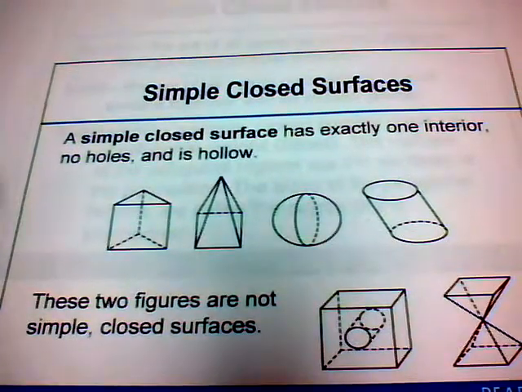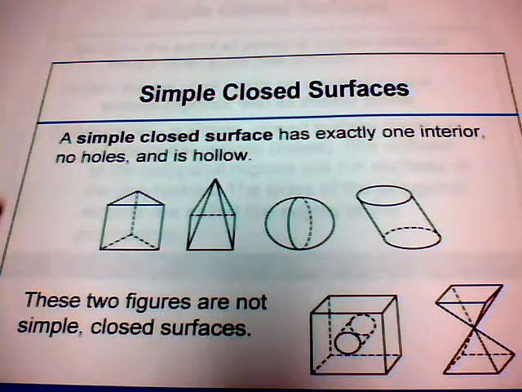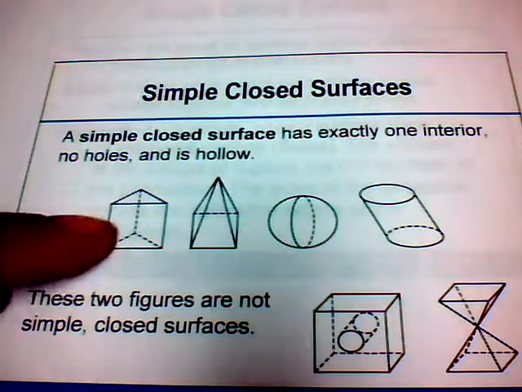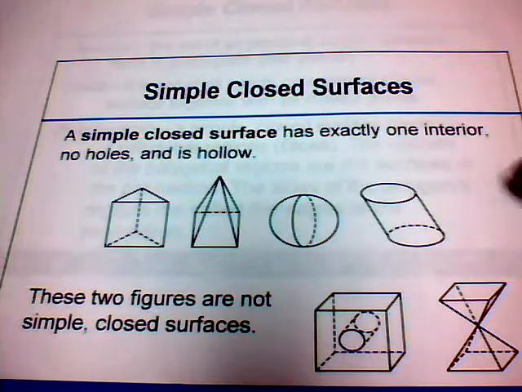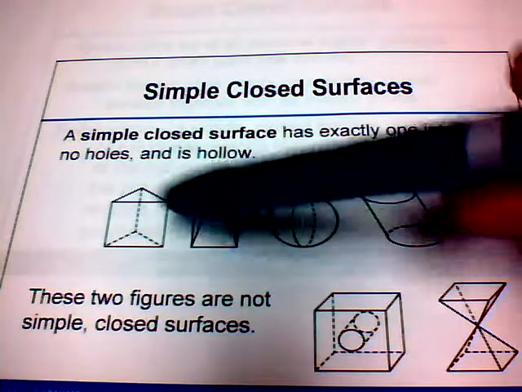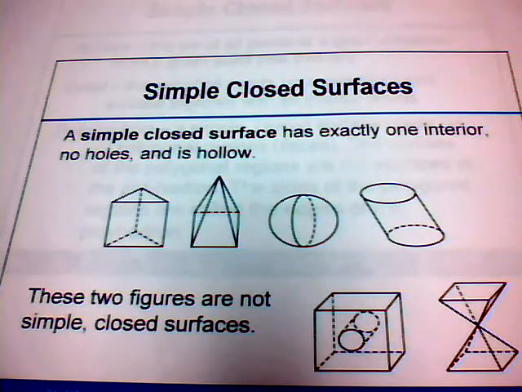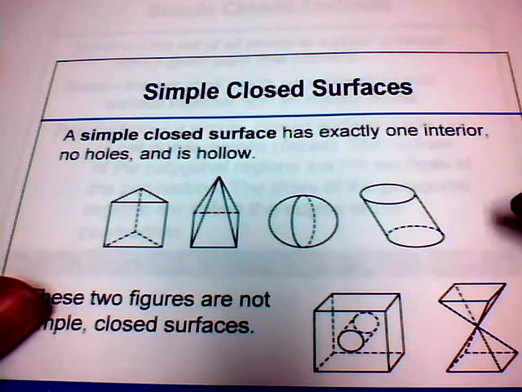Let's define what a simple closed surface is. A simple closed surface has exactly one interior with no holes and is hollow. And these are examples of simple closed surfaces. Each one of them has only one interior. There are no holes in it, and the interior is hollow.